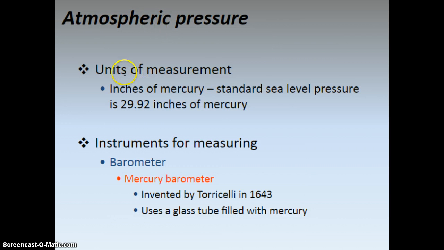Atmospheric pressure can also be measured in inches of mercury. Standard sea level pressure is 29.92 inches of mercury. The instrument we use to measure air pressure is a barometer. A mercury barometer is not used as much anymore, because mercury is not the greatest material to have in classrooms or even professionally. There are a lot of different ways to build barometers that measure atmospheric pressure, but pressure is constantly changing.